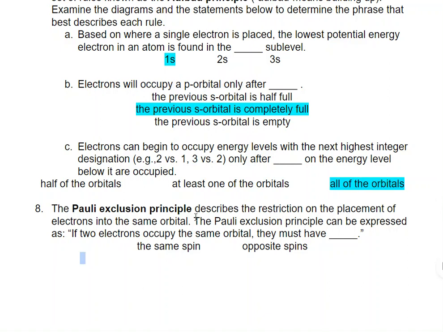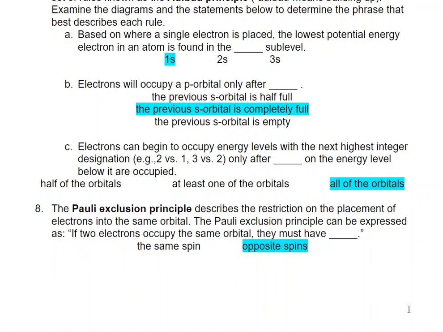The Pauli exclusion principle describes the restriction on the placement of electrons into the same orbital. So the Pauli exclusion principle can be expressed as: if two electrons occupy the same orbital, they must have opposite spins. And the way that we illustrate that is by using arrows that go in opposite directions. So one arrow points up and another arrow points down.